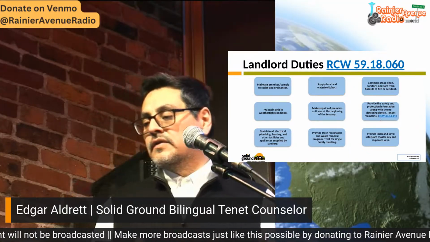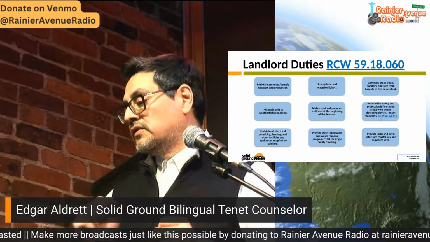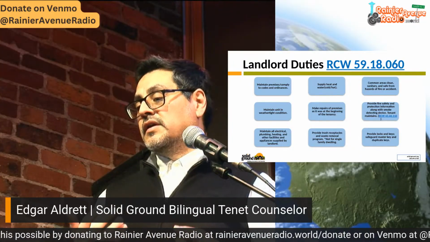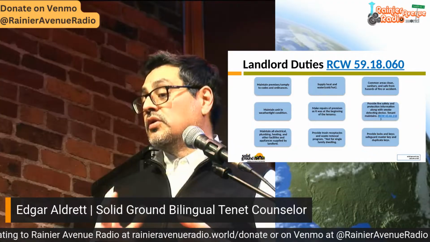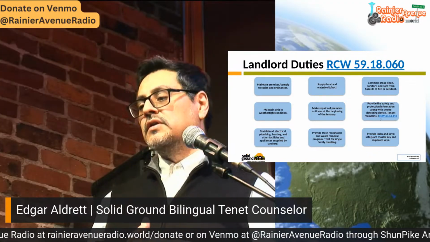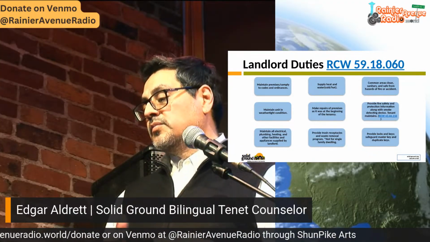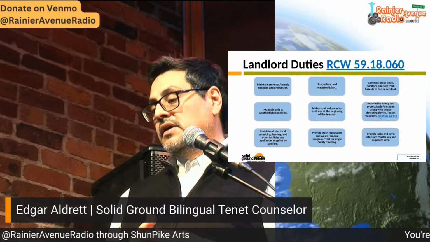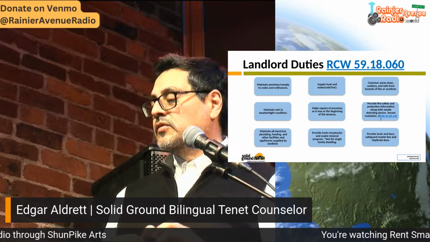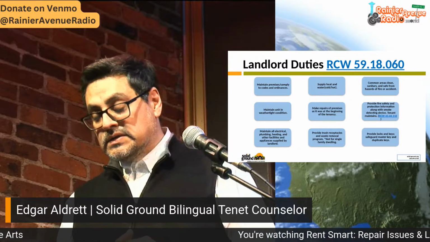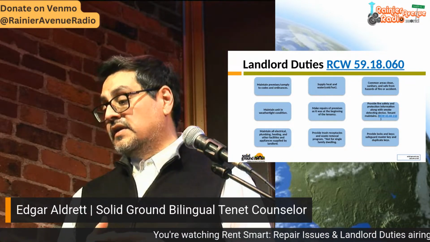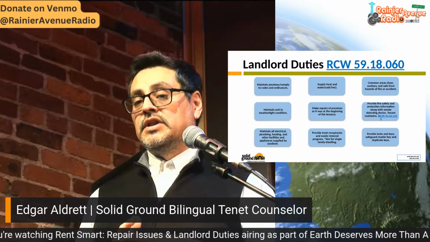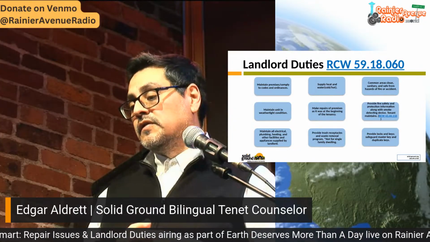And here's a list of the responsibilities of the landlord duties under that law again, 59.18.060. You can see that the landlord's responsibility: maintain premises or comply with all local ordinances in the city of Seattle, SDCI law, building code, supply heat and water, both hot and cold, keep common areas clean, make repairs, maintain the unit in weather-tight condition. That's the most important one. And provide locks and keys. That's very important. Trash receptacles for apartment complexes, not for single-family dwelling homes. That's up to the tenant responsibility.